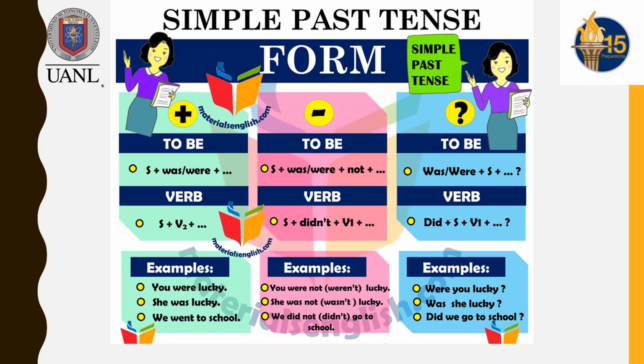So let's share the questions you have. Were you lucky? Remember, the auxiliary is going to be placed at the beginning of the statement, and then you have the subject, and then you have the complement. Was she lucky? Did we go to school? So here, the last one. Did we go to school? So you have the auxiliary did at the beginning. So the main verb is going to be in base form, right?